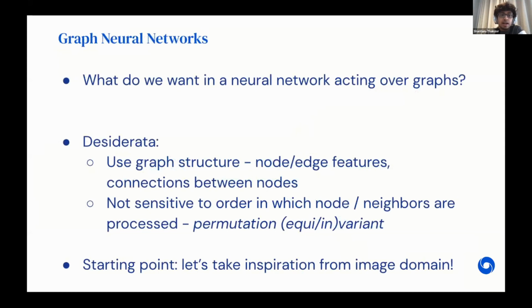So what do these graph neural networks actually look like? We can think of it as, first we can ask ourselves, what are our desired properties in such a neural network which acts over graphs? First, of course, we will want to use the graph structure. So we want to use the node features and the edge features, and also take advantage of the connections between the different nodes. And we should also not be sensitive to the order in which these nodes or the neighbors of each node are presented to the network. So we want some notions of permutation equivariance or invariance.